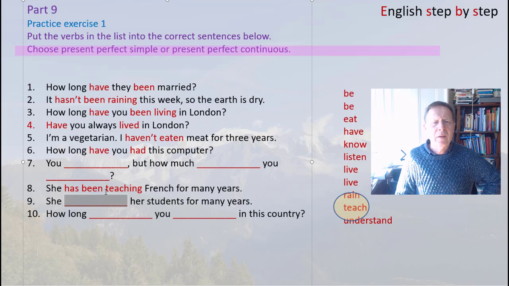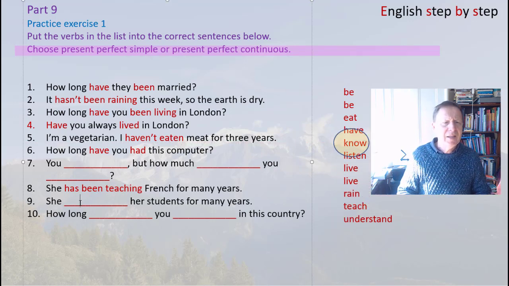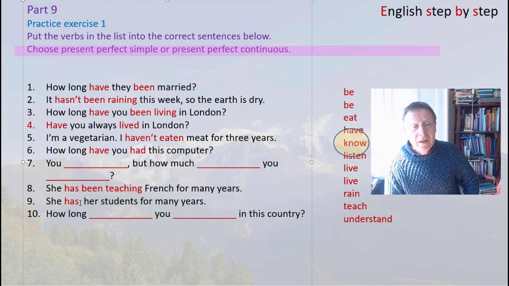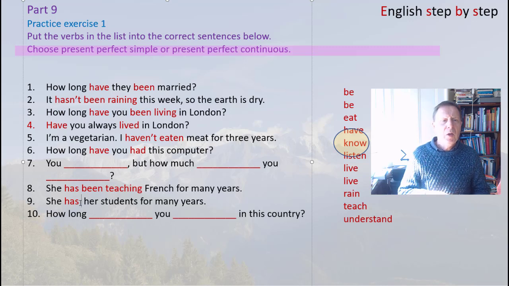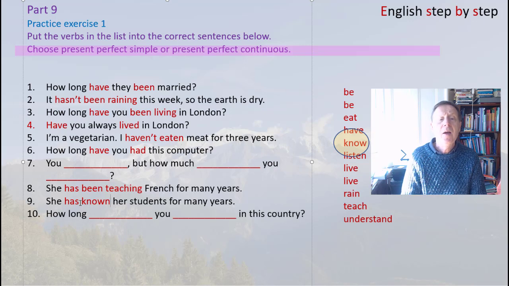And then we can find another verb for her students, and the only one I can see which would fit really would be know. So in this case, she has. Now remember, there are some verbs that rarely or almost never use the continuous form, and this is one of them. She has known. So that's the past participle, and that gives us the present perfect simple form. She has known her students for many years.